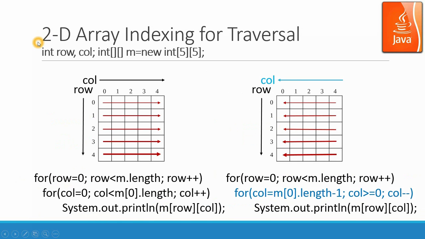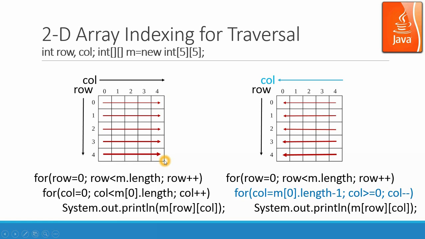Right here, I will start some discussion about 2D array indexing for traversal. For a loop like this, we simply print out cells. We have an inner loop and an outer loop, and we print out each of the cells for row and column. If we begin row from 0 to m.length, and column from 0 to the row length minus 1, we start from row 0 and finish all the columns, and then row 1, 2, 3, 4.